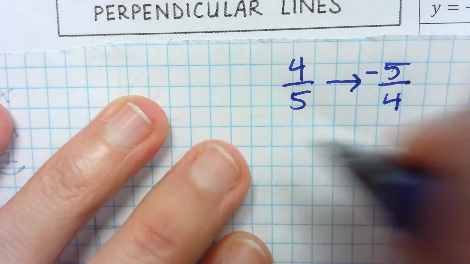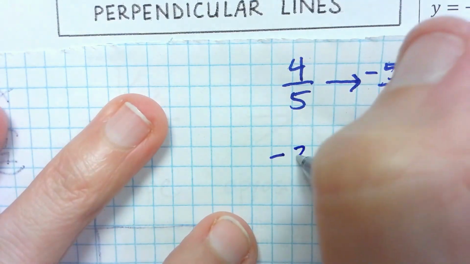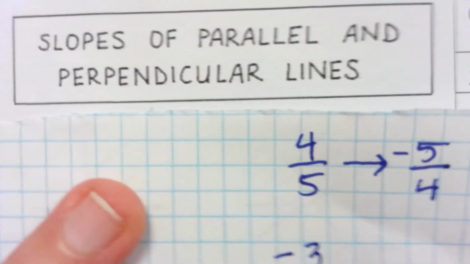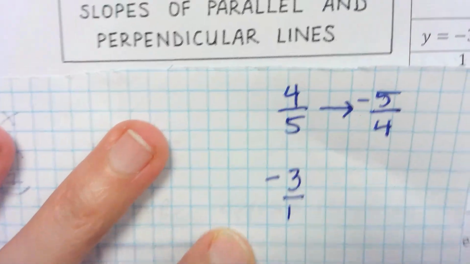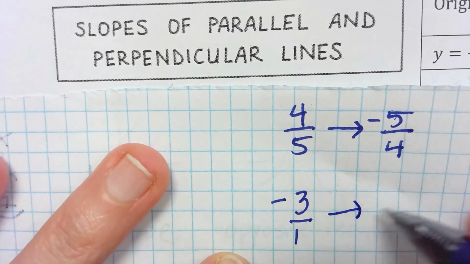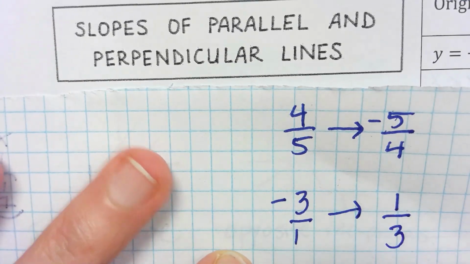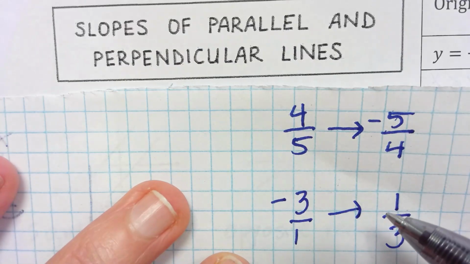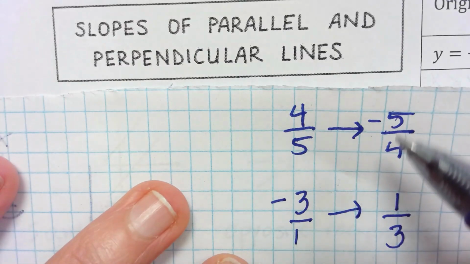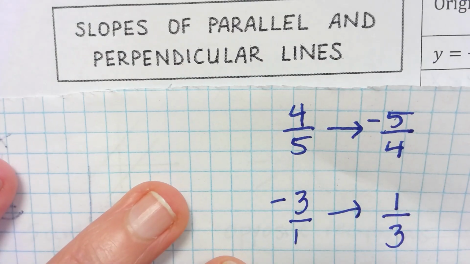If the slope of the first line is -3, well, that's -3 over 1. And you would switch it to +1/3 to find the slope of a perpendicular line. So this is what we mean by opposite reciprocals. The signs are opposite and you flipped it. Okay?